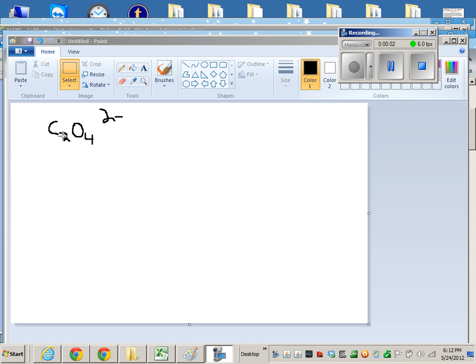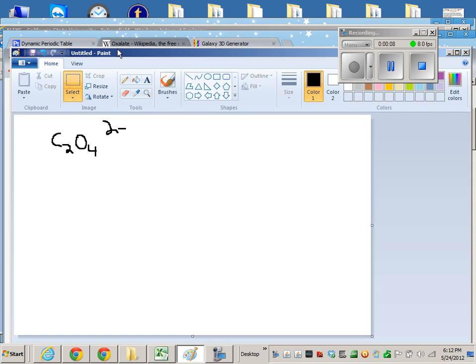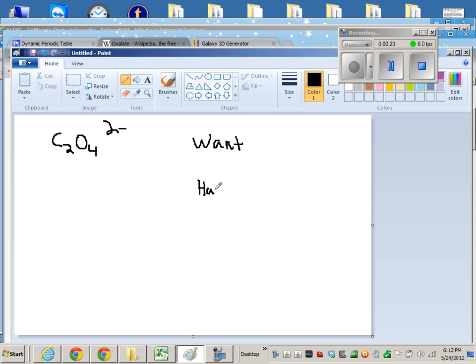This is the oxalate ion, and we can form a Lewis structure using the periodic table, and from that Lewis structure we can actually predict what the geometry will be. So for the Lewis structure we have to count up how many electrons the elements want in their valence shell and how many electrons they actually have to start with in their valence shells.